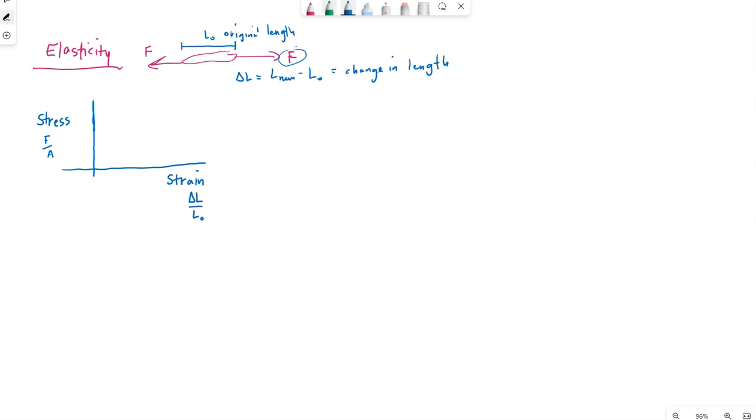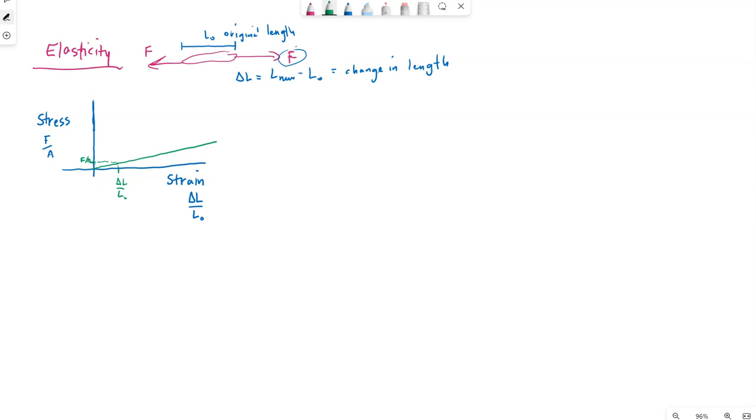If we were to measure this and set up a system, we would get a very shallow line for a rubber band. And that's because it doesn't take a whole lot of force per area, a whole lot of stress, to get a pretty decent change in length. So the force per area applied doesn't need to be very large to get a fairly decent change in length, which when we take delta L over the original length, we still get a fairly decent comparable value.